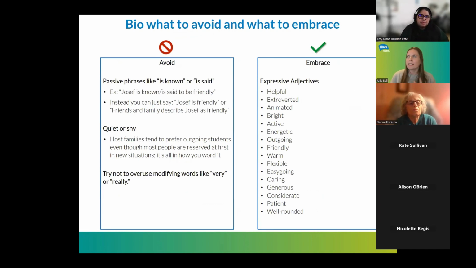Avoid phrases like is known or is said to be friendly. Instead, you could say Joseph is friendly, or friends and family describe Joseph as friendly. You can avoid quiet or shy if that is a trait of the student. Just use your best judgment. We want to again put the student's best foot forward. Sometimes being quiet or shy is seen as an undesirable trait for host families that want to welcome them. But if it's paired with something like, student is shy at first, but opens up and has a very close knit friend group, that works.